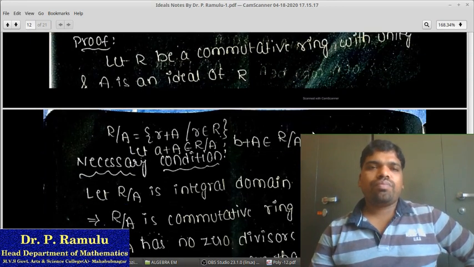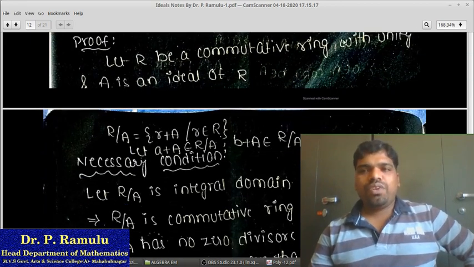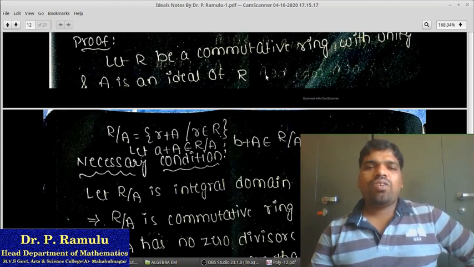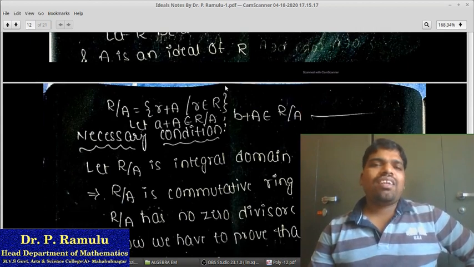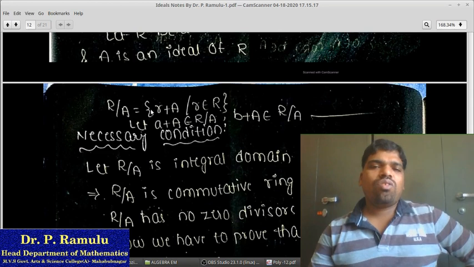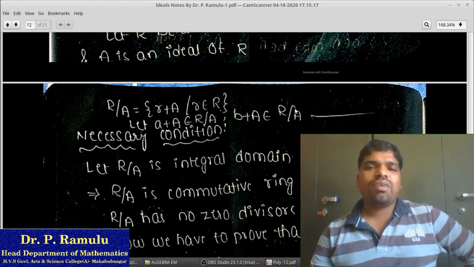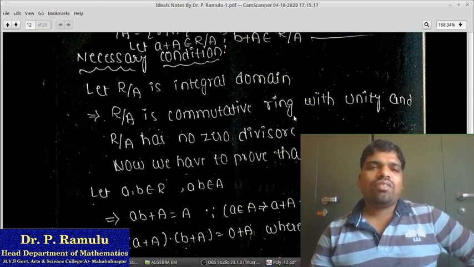Proof. Let R be a commutative ring with unity and A an ideal of R. The factor ring R/A is written as {r + A such that r belongs to R}. Let a + A belong to R/A and b + A belong to R/A. I am taking elements of the form a + A and b + A. Necessary condition. Let R/A be an integral domain.